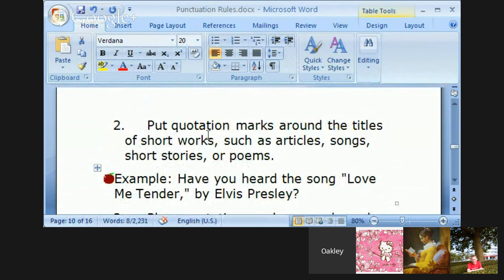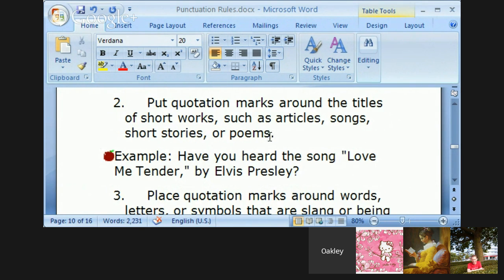can go around the titles of short works, like articles, songs, short stories, or poems. Okay, have you heard the song, Love Me Tender, by Elvis Presley? All right, great. Okay, definitely titles are used quotation marks. Now, you will see, okay, now, this is important. Actually, it's kind of key.